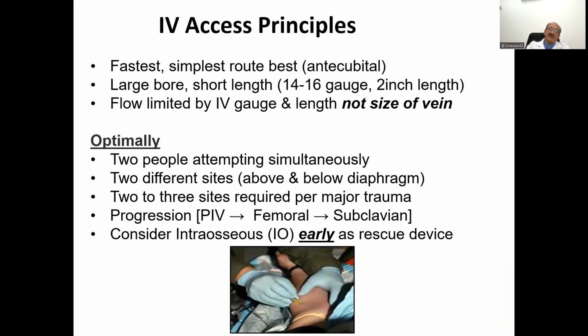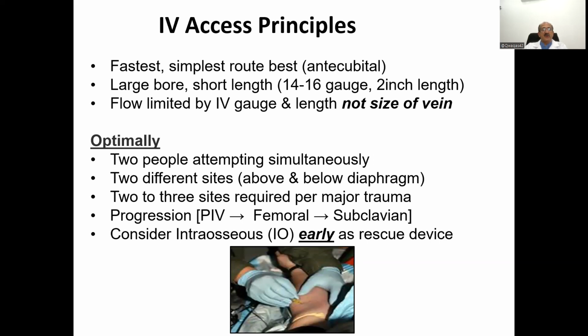Okay, what is the most important IV access principle? Take the fastest, simplest route, the best. That is antecubital. Large bore, short length, 14 to 16 gauge, 2-inch length is required, and flow is limited by the IV gauge and the length, not the size of the vein.